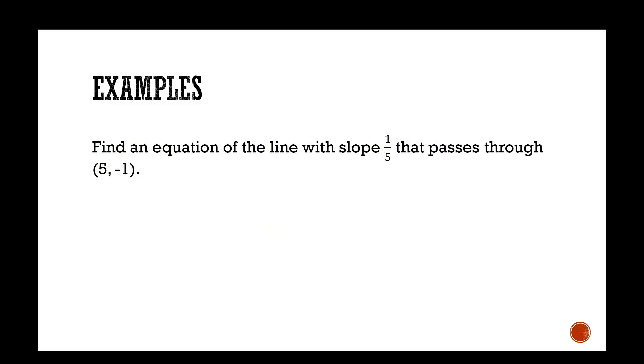So find an equation of the line with slope 1/5 that passes through (5, -1). So again, let's write out the formula and plug in what we know. So we got y minus, I just kind of like to do it this way, but you can. So the 1/5 goes here for the m. The x is the 5, so that goes there. The y is the -1. So I have y plus 1.